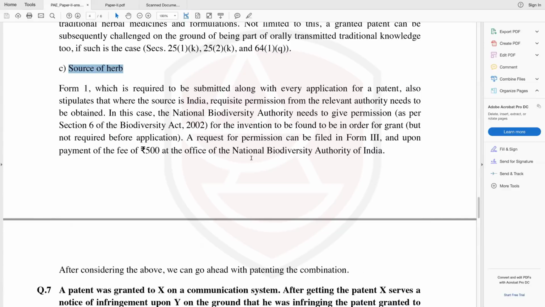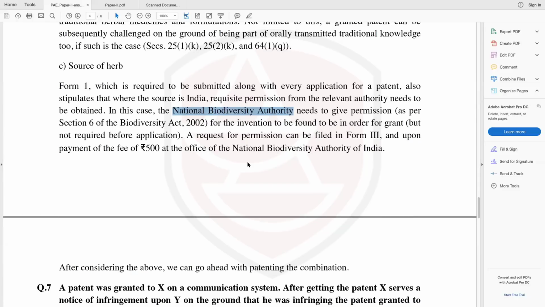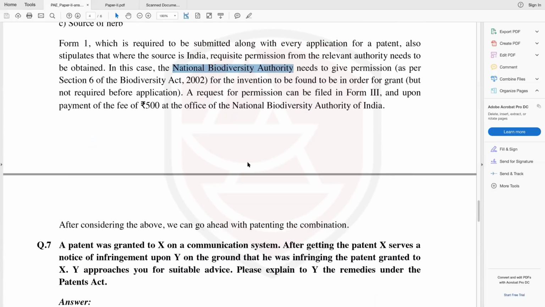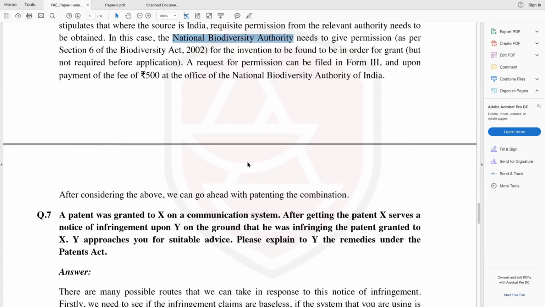Source. And also the source. So as you know, in this case, the National Biodiversity Authority needs to give permission for the invention to be found in order for the grant. A request for permission can be filed in Form 3 upon payment of fees, and fees is also mentioned here. I'm not sure whether it is a good practice to mention the fees if you're 100% sure. Otherwise, it is better to avoid mentioning the fees. Maybe Professor can throw more light on this later.